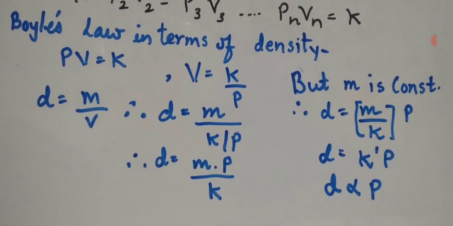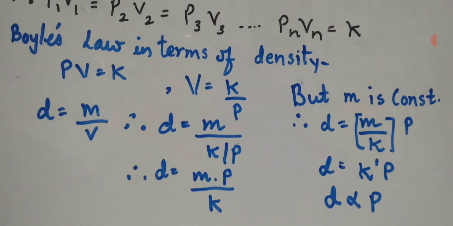Now the next thing that comes is Boyle's law in terms of density. आता we know Boyle's law मध्ये PV is equal to constant K. Just now we saw PV is equal to constant, but we can write in terms of V as V is equal to K upon P. Density is M upon V, mass upon volume. Therefore, I can write density is equal to M, mass upon volume.